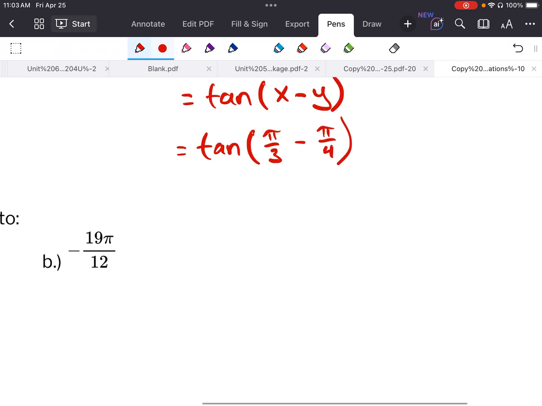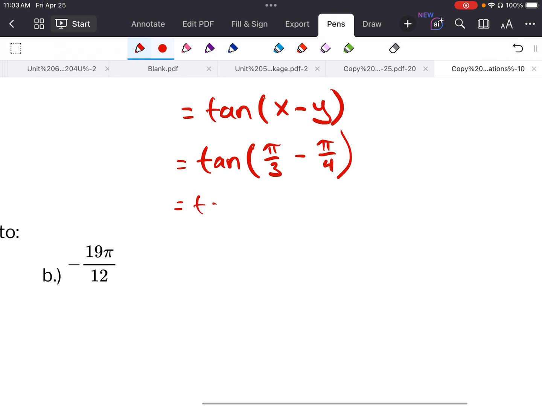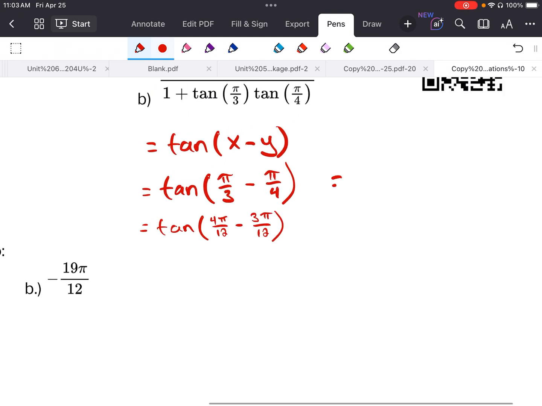And then we're going to simplify that with our common denominator. So common denominator here being 12. So pi over 3 is the same as 4 pi over 12. Pi over 4 is the same as 3 pi over 12. So the simplified answer here is tan of 1 pi over 12.